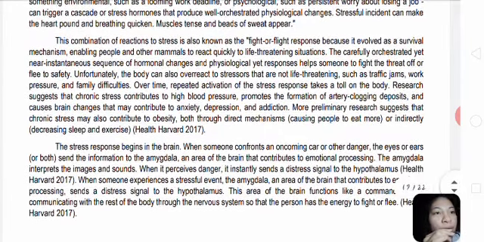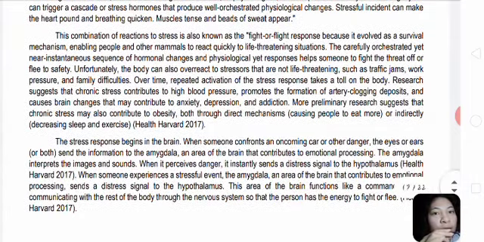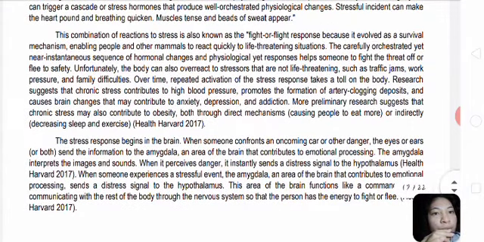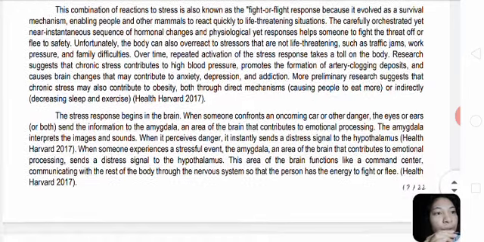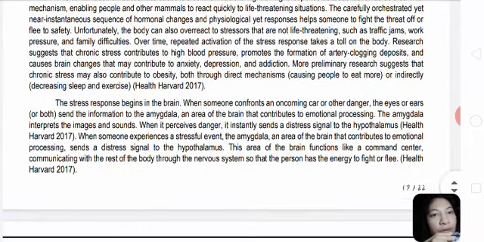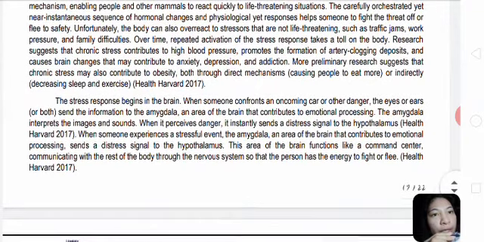More preliminary research suggests that chronic stress may also contribute to obesity, both through direct mechanisms causing people to eat more and by decreasing sleep and exercise. The stress response begins in the brain.